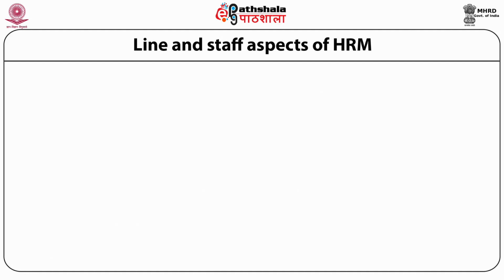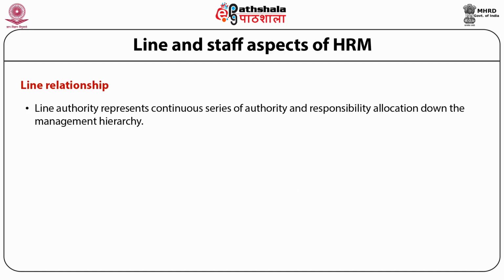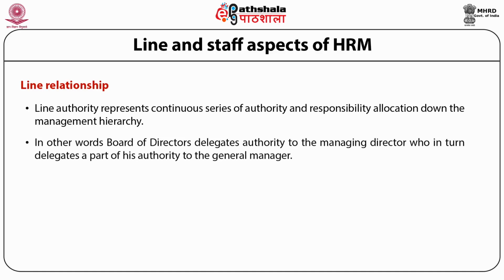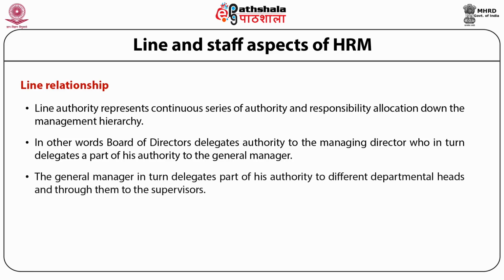Line and staff aspects of HRM. Line relationship. Line authority represents a continuous series of authority and responsibility allocation down the management hierarchy. In other words, the board of directors delegates authority to the managing director, who in turn delegates a part of his authority to the general manager. The general manager in turn delegates part of his authority to different departmental heads and through them to the supervisors.